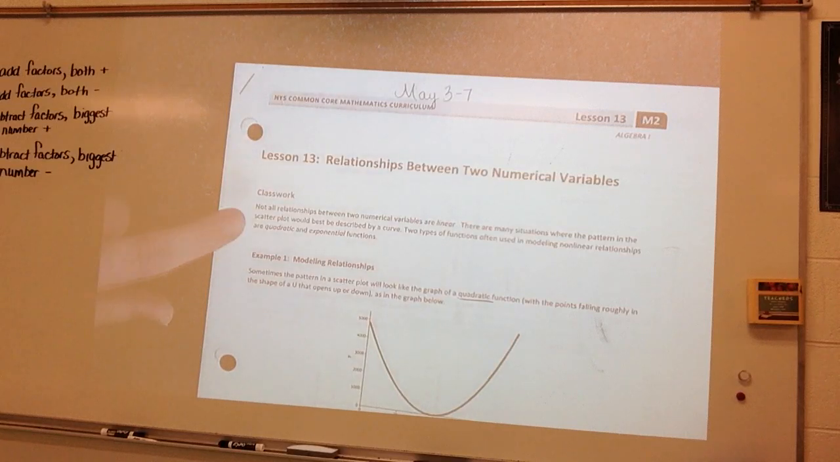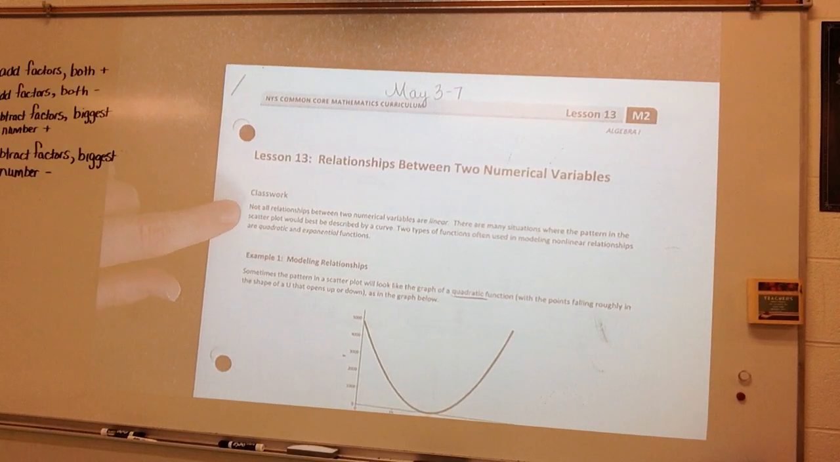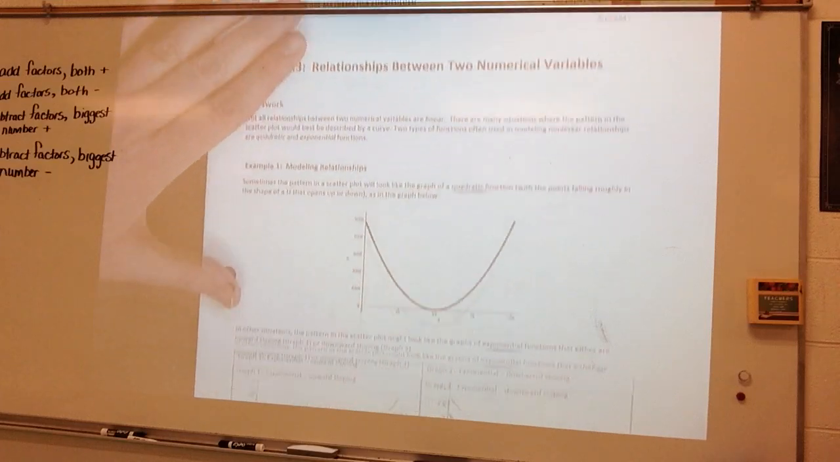All right. So it says not all relationships between two numerical variables are linear, which we learned about last time. There are many situations where the pattern in the scatter plot would be best described by a curve. Two types of functions often used as modeling nonlinear relationships are quadratic and exponential functions.